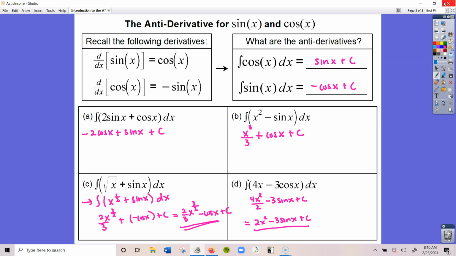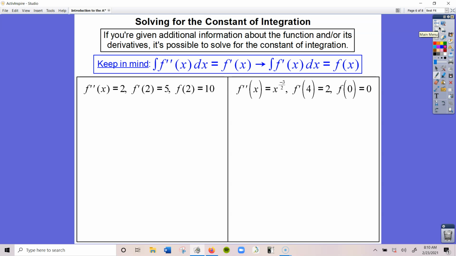Now, there are some cases where you will have to solve for the constant of integration, meaning solving for c. So there are a lot of questions, and these are called differential equations, where we're going to work backwards to get the actual f of x function, including the constant of c. So you're given all of this information. We have f double prime of x is equal to 2, f prime of 2 is equal to 5, and f of 2 is equal to 10.